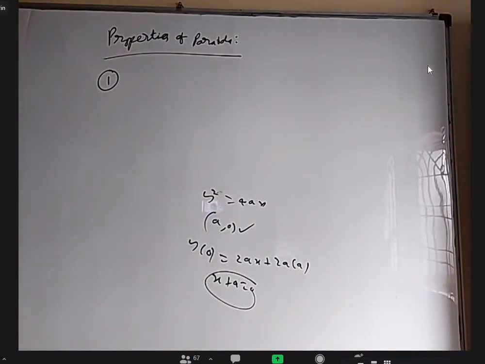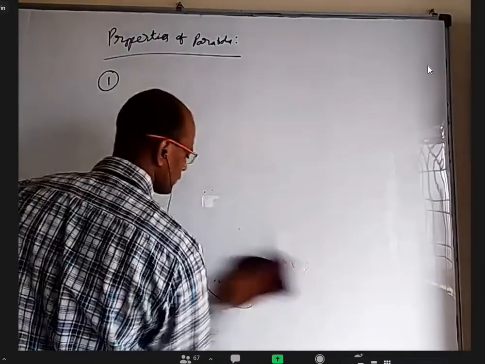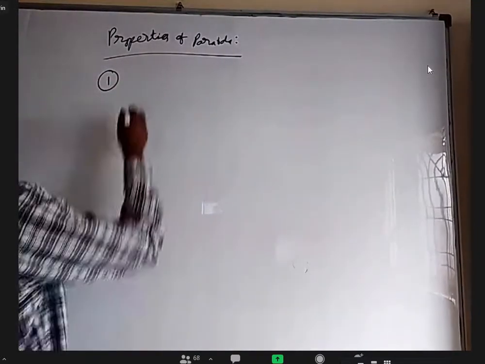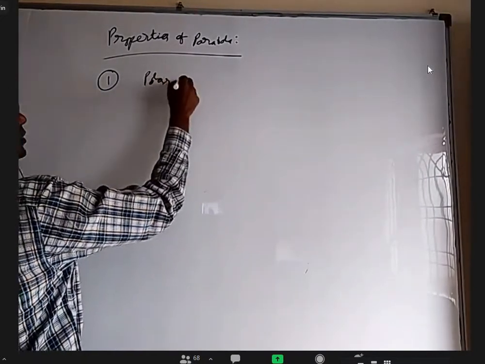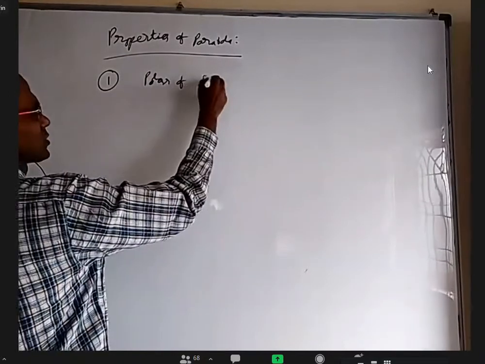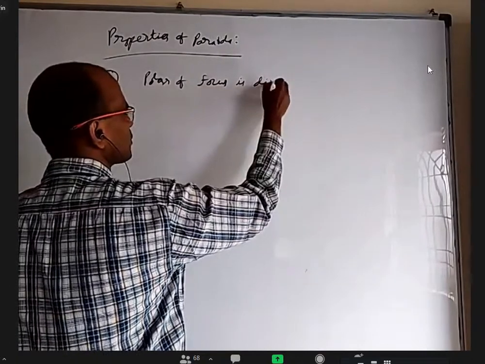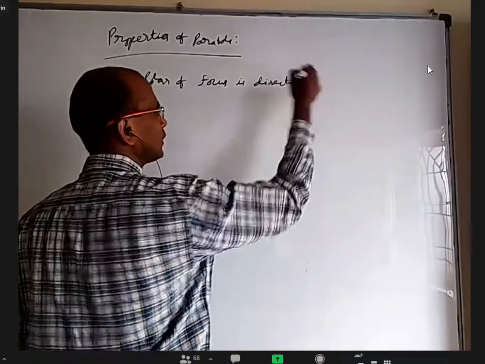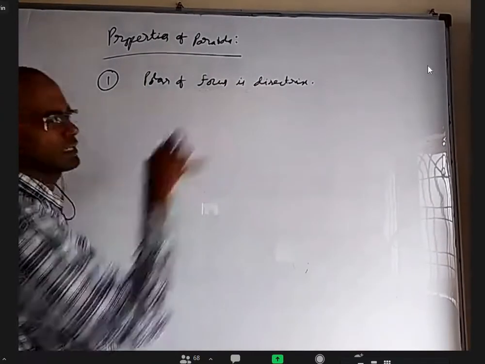So the first point is that the polar of the focus is the directrix. Actually, it is true for all conic sections: the polar of the focus is the directrix, even in the ellipse and hyperbola. But in this one, I want to write many more points. What does it mean that the polar of the focus is the directrix?